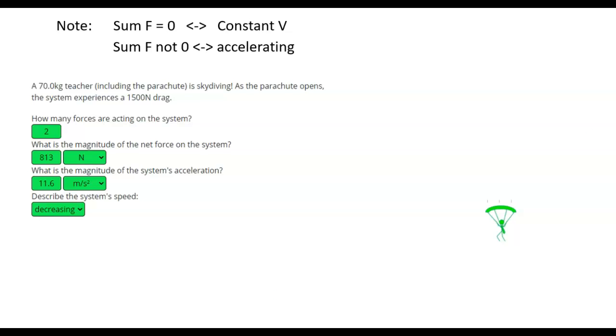Okay, here we have a teacher in a parachute. All right, how many forces are acting on the system? Well, we have a force downward, that is the force of gravity. And we've got a force upward, which is the force of drag, okay, which is 1,500 newtons. Okay, a 70 kilogram teacher, that gives the mass of the teacher. The mass is 70 kilograms.